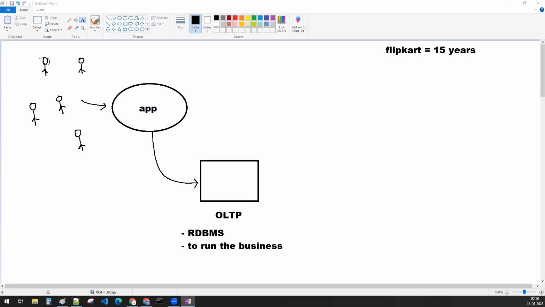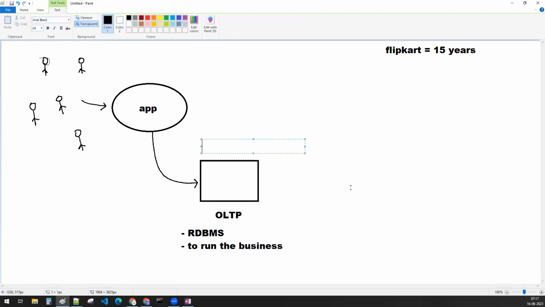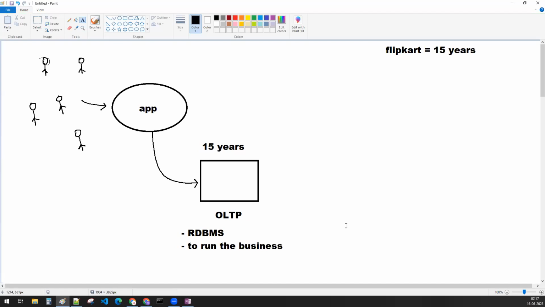So this is what OLTP systems are mainly intended for. The purpose of the OLTP here is to run the business. Okay, that is fine, sir. Now tell me, Flipkart has been running for the last 15 years, so every day people are interacting with the application. That means we need to have all 15 years of data in the RDBMS solution or OLTP system. But what happens if I store the entire data in the OLTP?